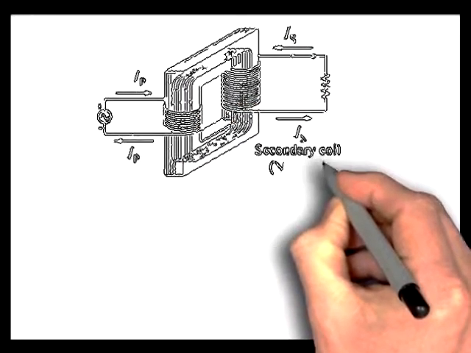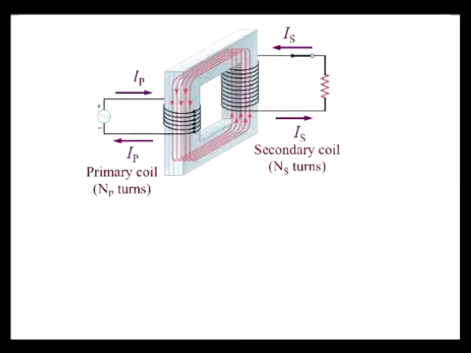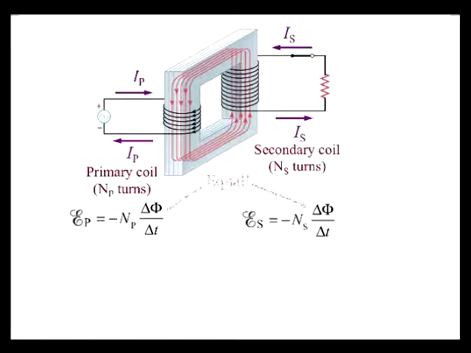From Faraday's law of induction, we know that the EMF at the primary is given by EP equals negative NP times delta phi divided by delta t. Since the field lines are channeled through the core and through the secondary coil, the induced EMF at the secondary is ES equals negative NS times delta phi divided by delta t. Note that the change in flux per unit time through a single loop of the primary coil is equal to the change in flux per unit time through a single loop of the secondary coil.